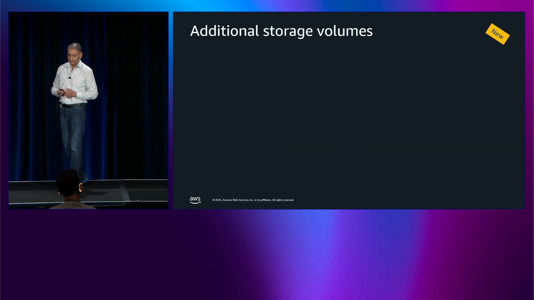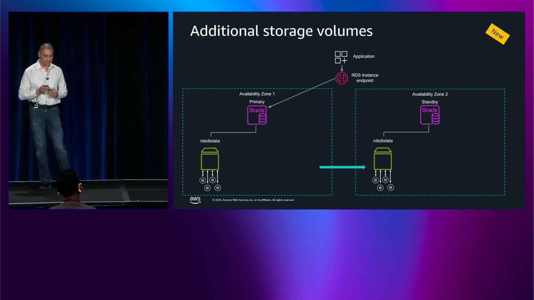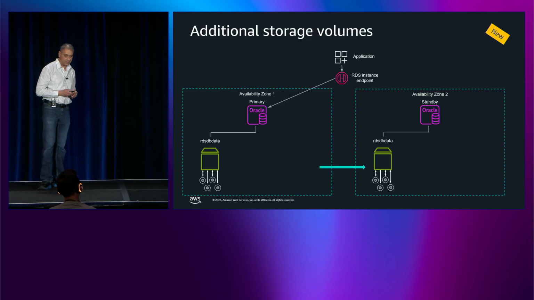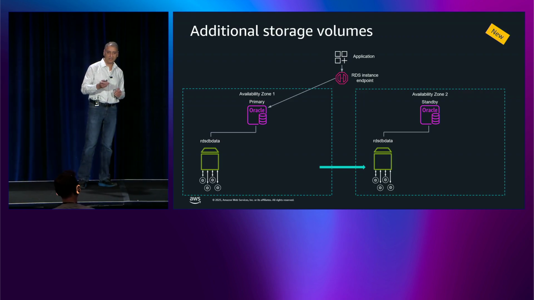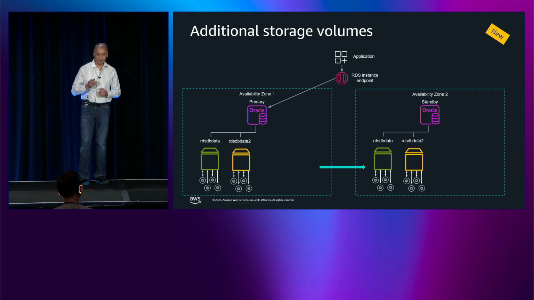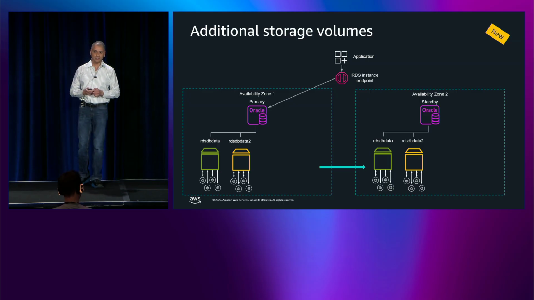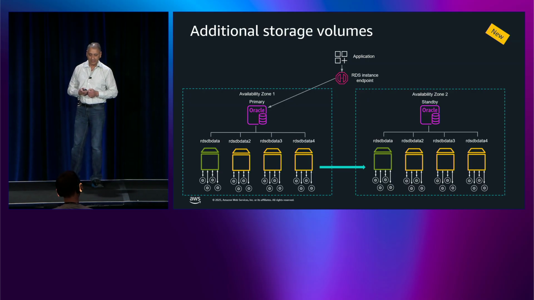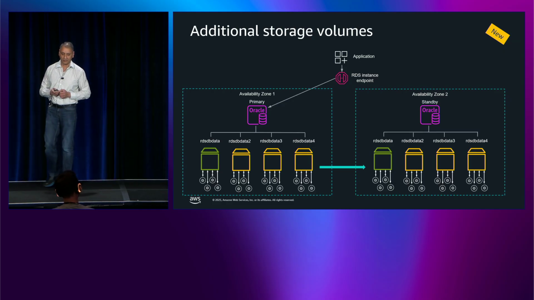To address this, we added the ability to have additional storage volumes. How does this work? This picture shows the same environment. You have a multi-AZ configuration with your application, instance endpoint, primary, and a standby instance, each backed by an EBS volume. But what you can now do is to have an additional volume. It's a different mount point that you can add to your same instance. And you can add up to 3 additional volumes in addition to your primary volume.